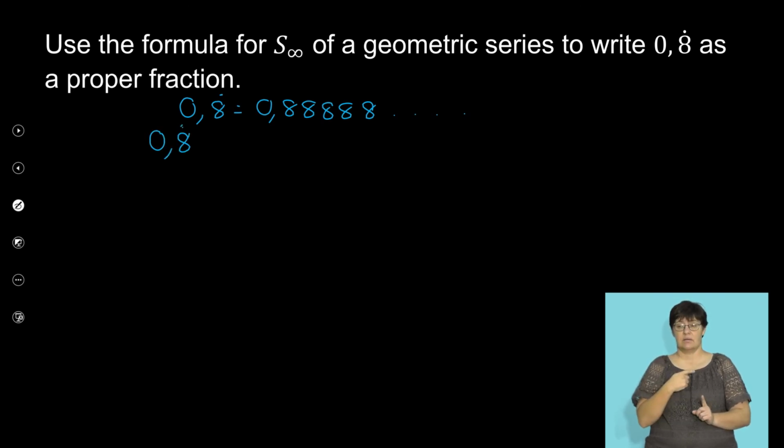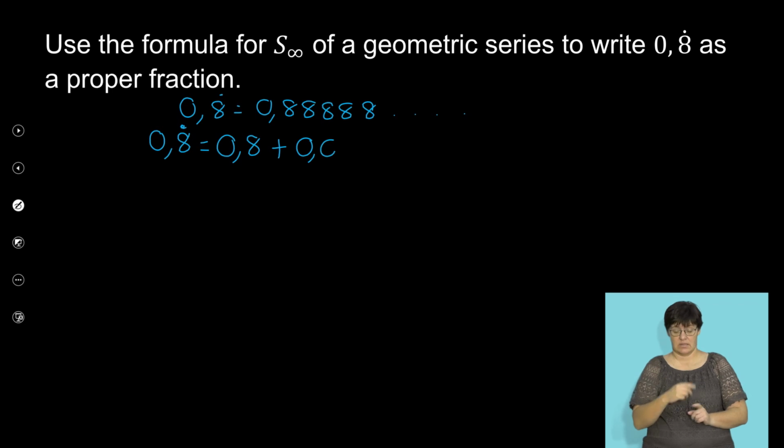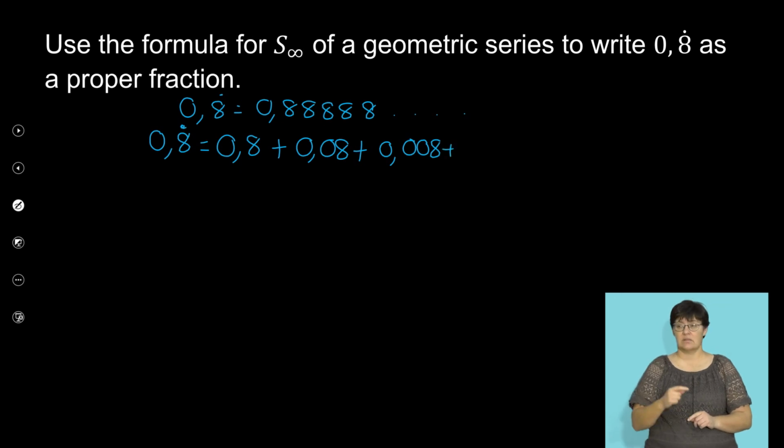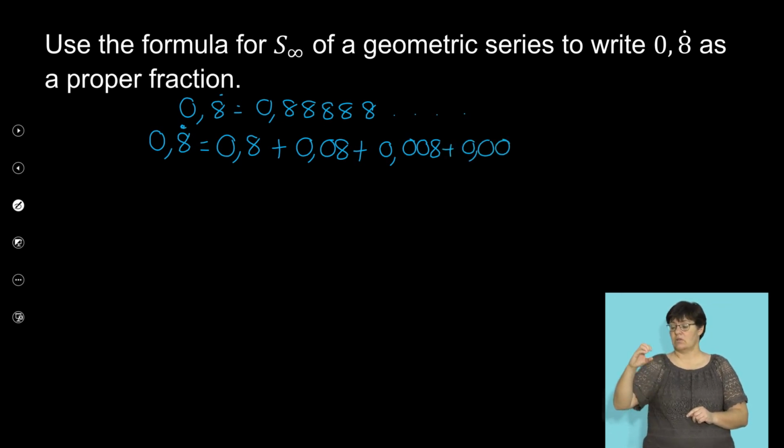This means that I can actually write 0,8 recurring as a sum, because it's going to be 0,8 recurring is equal to 0,8 plus 0,08 plus 0,008 plus 0,0008, going on and on and on. If I want to be able to express the sum to infinity of this number, I need to establish what A is and what R is.